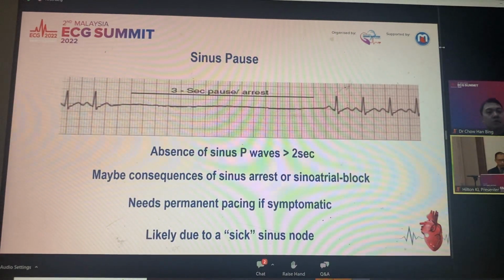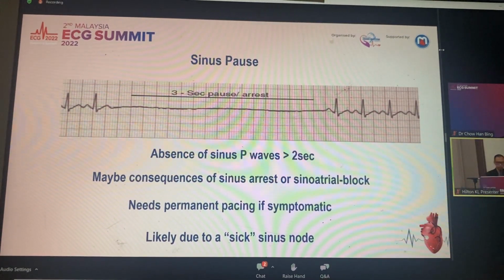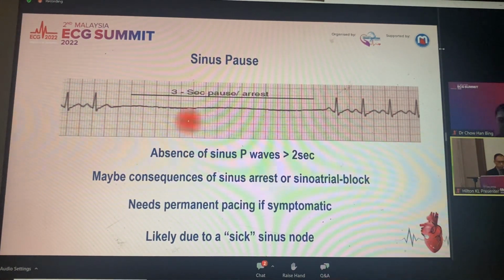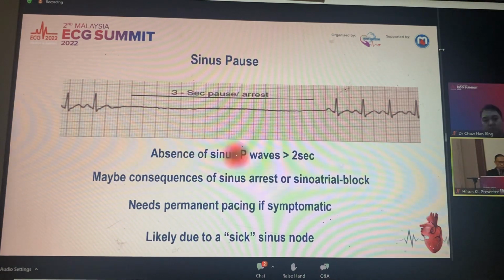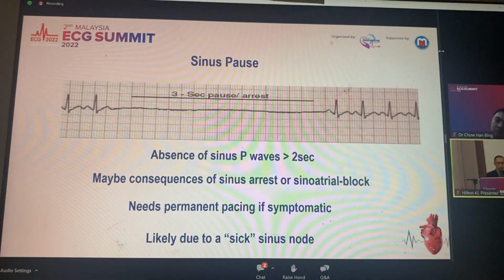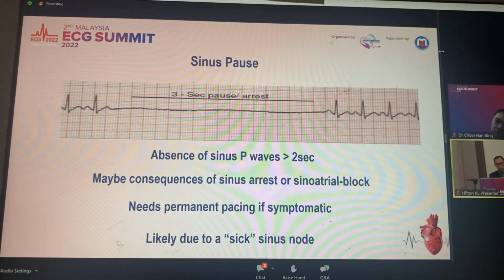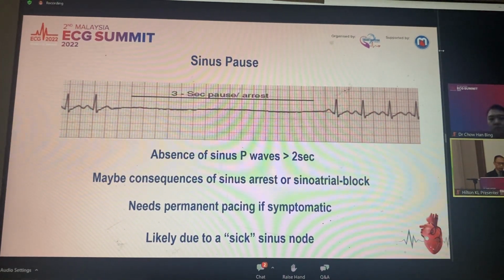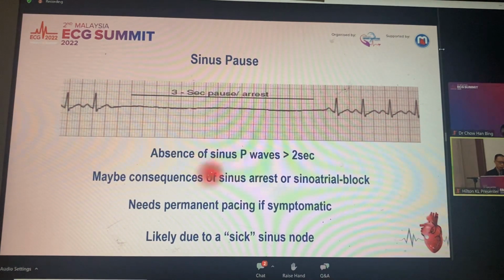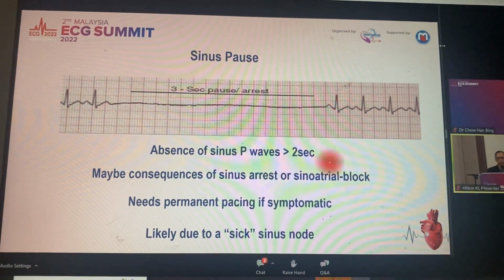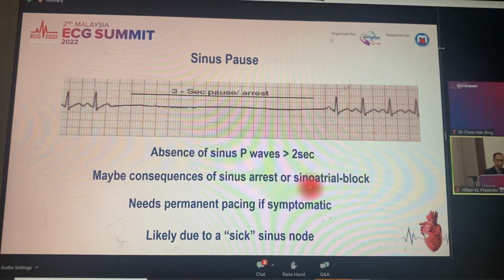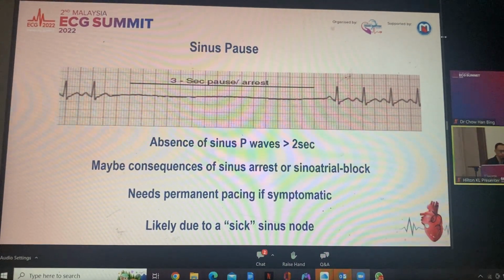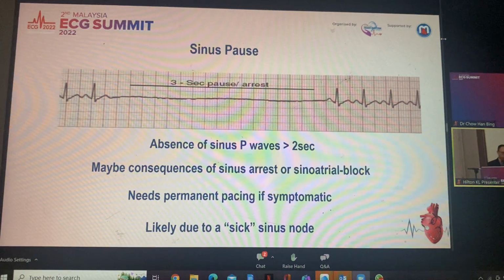The second presentation of SA node disease is sinus pause. What is a sinus pause? Basically, it is a condition where there is absence of sinus beats for more than 2 seconds. Many trials have shown that if the sinus pause is more than 3 seconds, it is considered pathological. It can be a consequence of sinus arrest or sinoatrial block. If the patient is symptomatic, they might need permanent pacing. The sinus pause is likely due to sick sinus syndrome.